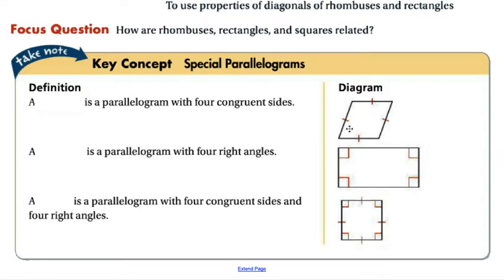And the first one you can probably figure out by looking at the picture that this is a rhombus. And a rhombus is just a parallelogram where all four of its sides are equal in length. The second one you could probably also figure out, that one is a rectangle. When you have four right angles, it's a rectangle. And then when you combine these two together where you have four right angles and all four sides are congruent, we call that a square.